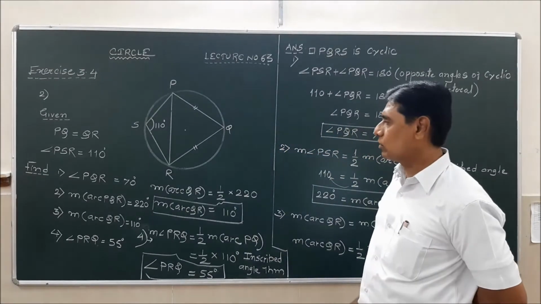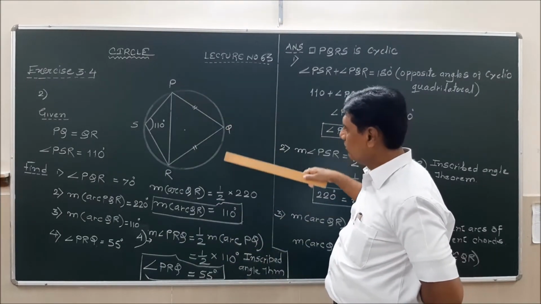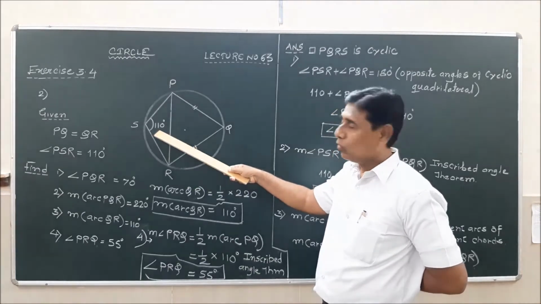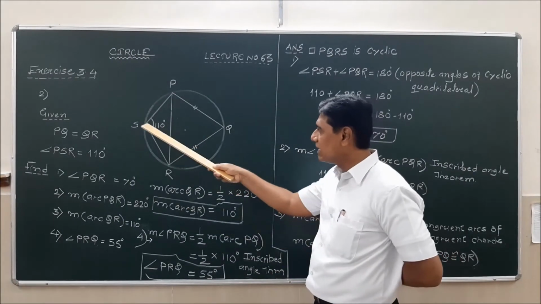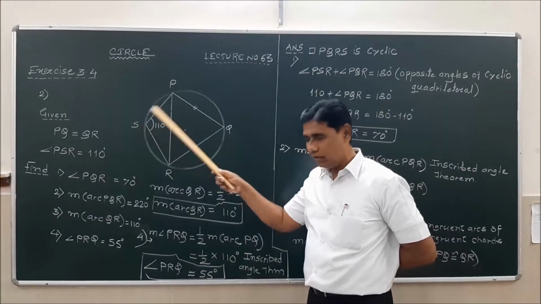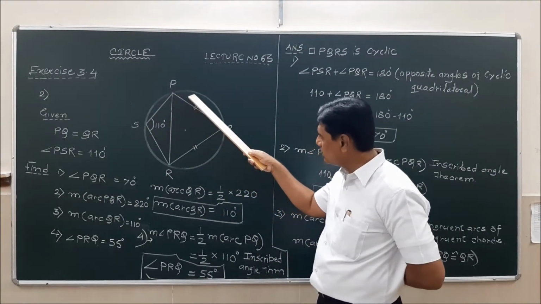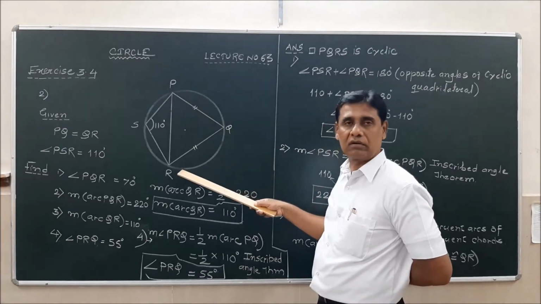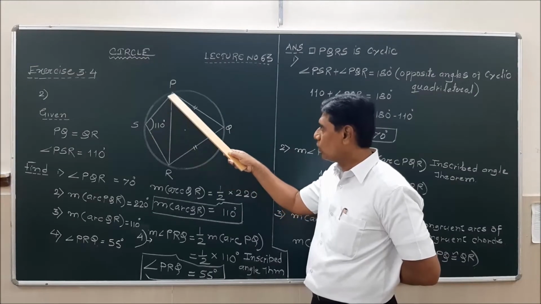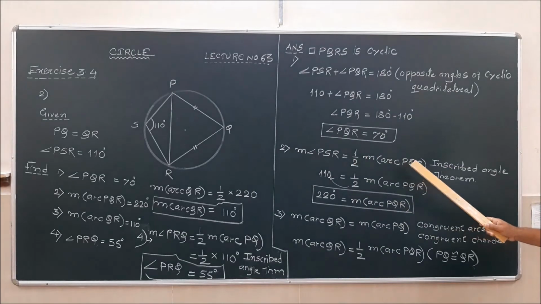Clear? Now second question is measure arc PQR. Please see here. Now this is 110. What type of angle is PSR? Inscribed angle. Why is it an inscribed angle? Its vertex is lying on the circle and therefore it has intersected arc PQR. Correct? So you will find half angle. So angle PSR is equal to half measure arc PQR.